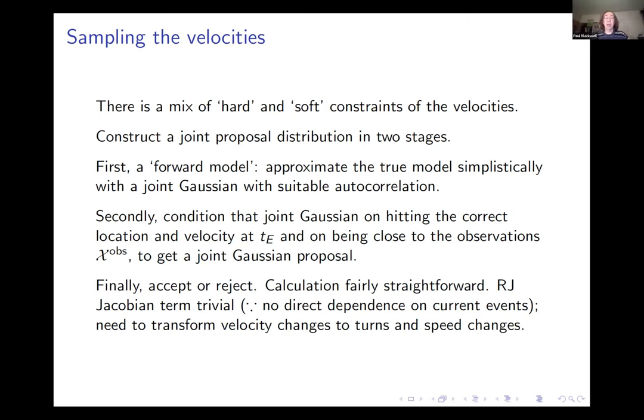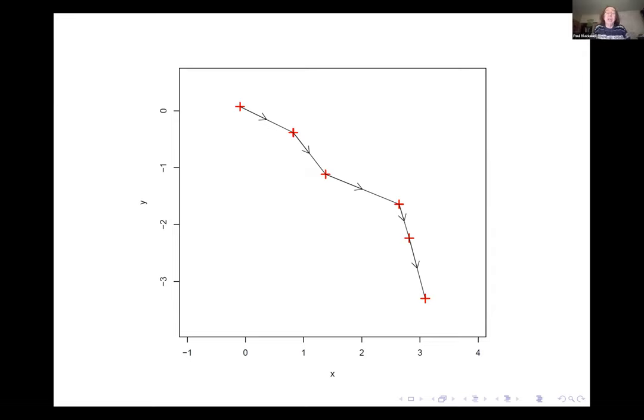So just to show that in action on, again, some toy data. This is a little bit of raw data.